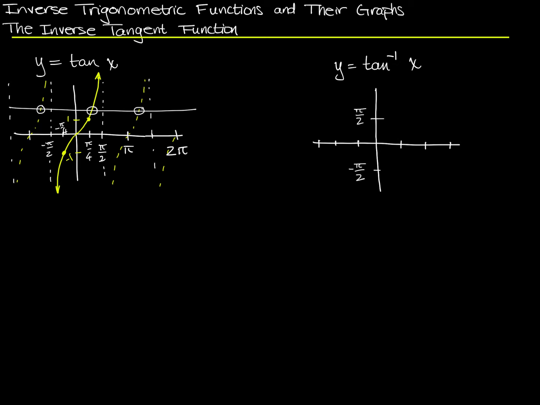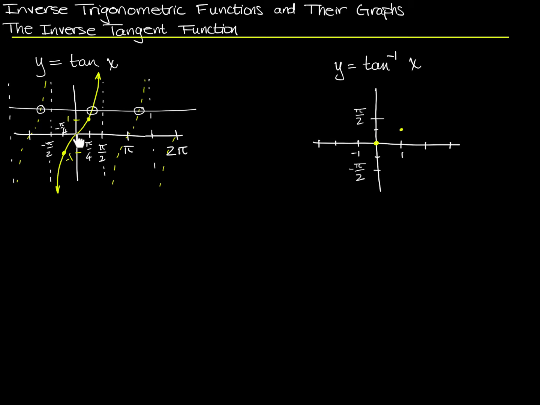So let's plot those points. I have 0, 0. That's an easy one. The roles are reversed, but the values are the same. And then I have pi over 4, 1. So I'm going to have 1. Let's make this 1 and this negative 1. And that's going to be negative and positive pi over 4. So where on my tangent graph I had pi over 4, 1, I'm now going to have 1, pi over 4. So I have a point there.